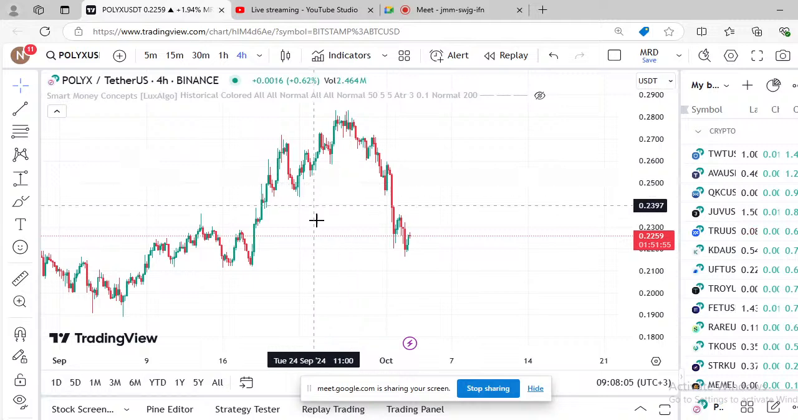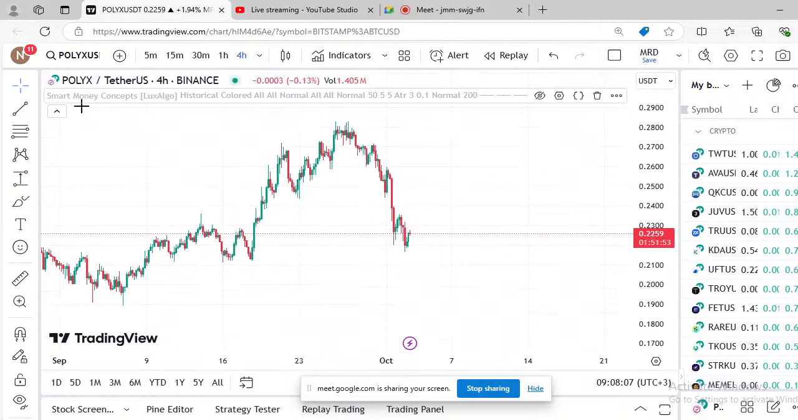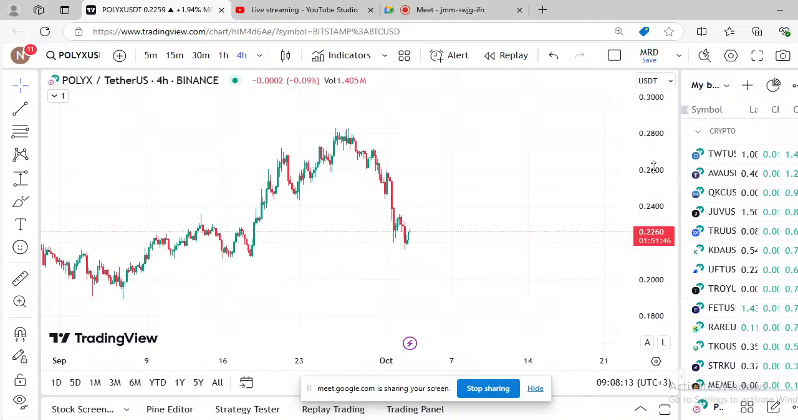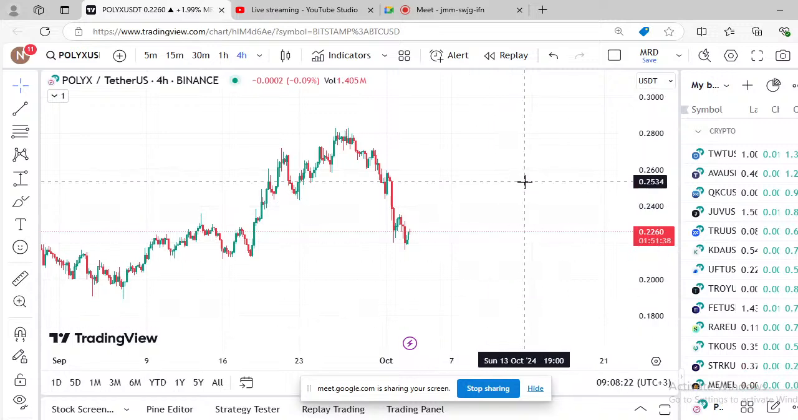I'll first remove one indicator. Remember, they allow you to use only two indicators at once. So I've removed the Fibonacci indicator. Therefore, I'm going to add the stochastic RSI, and we need to understand how to use it.